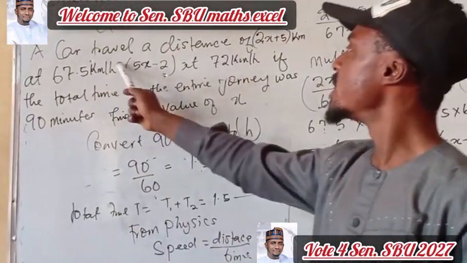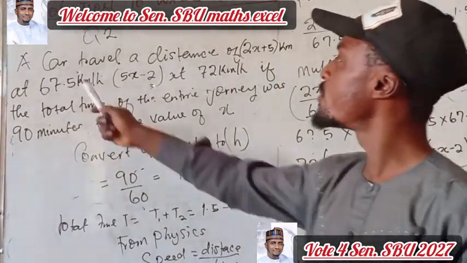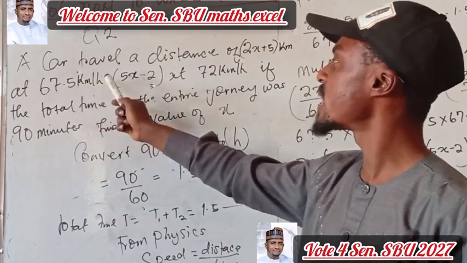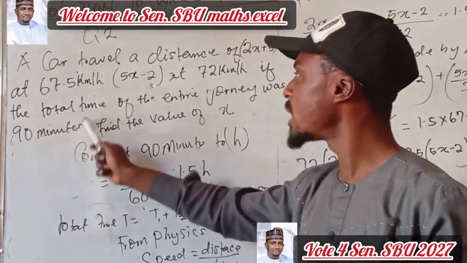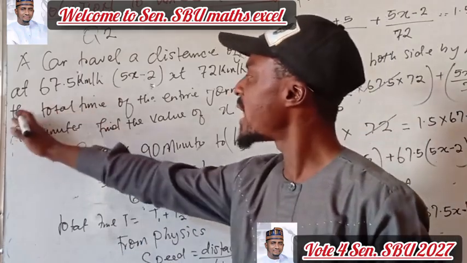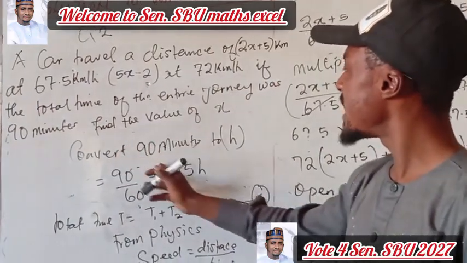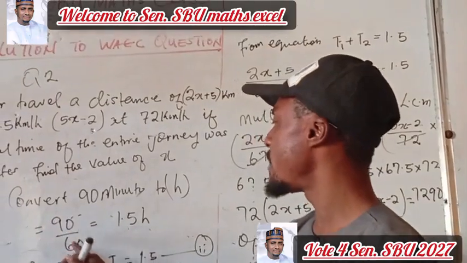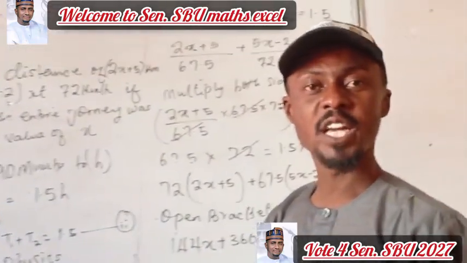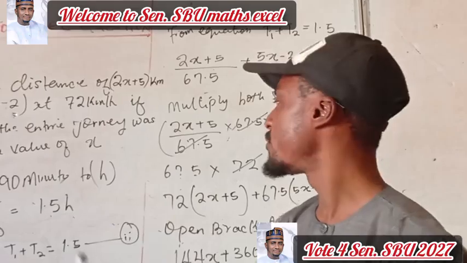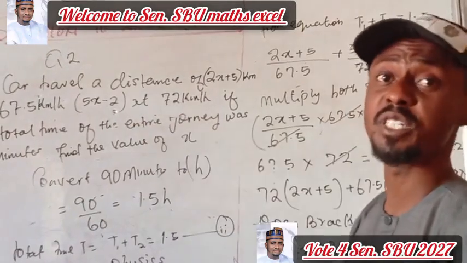If you look at it, the speed here is in hours and the time taken here is in minutes. Either you convert the speed from 67.5 km per hour to km per minute, or you convert the time. We choose to convert 90 minutes to hours. Converting 90 minutes to hours is 90 divided by 60, which is 1.5, because we know that 60 minutes make 1 hour. The remaining 30 minutes is the 0.5. Therefore, 90 divided by 60 is 1.5. That is the total time taken for the car to travel this journey.